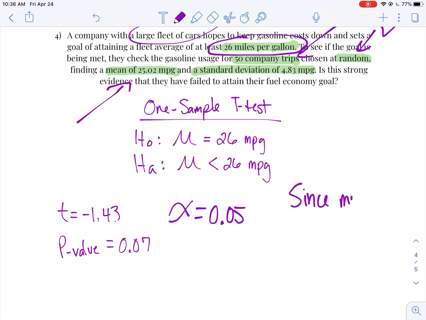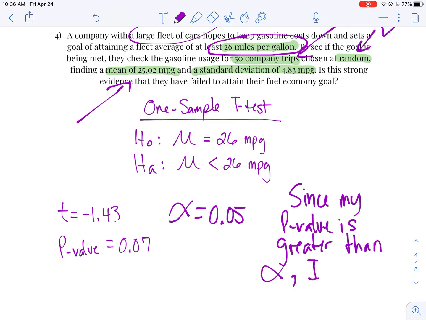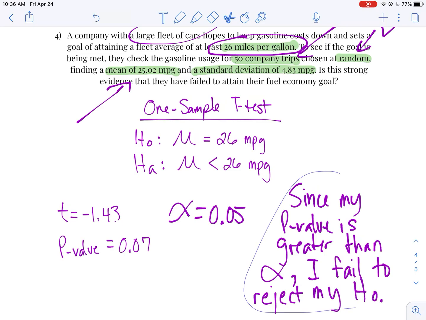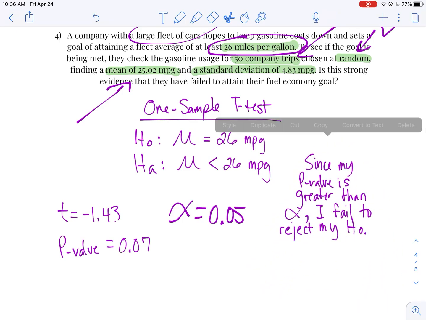So we have a case here since my p-value is greater than alpha, I fail to reject my H0. All right, so what does that tell me? I don't have enough evidence to prove that the cars are averaging less than 26 miles per gallon.